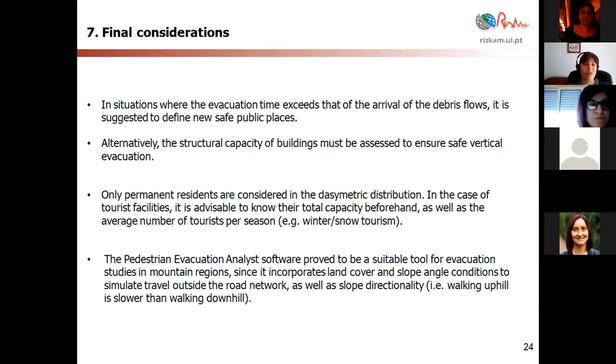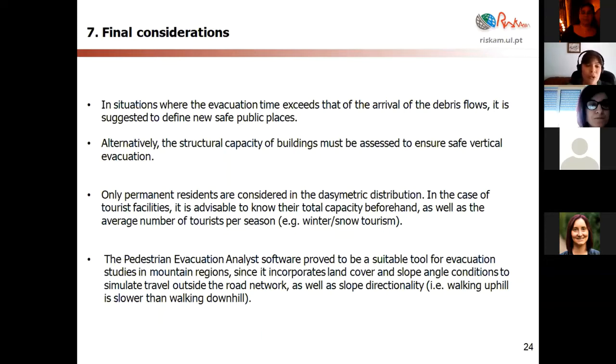This study has a drawback that is related to the fact that only permanent residents are considered in the demographic distribution. So in case of the tourist facilities, it is advisable to know their total capacity beforehand, as well as the average number of tourists per season. For instance, during the winter or the snow tourism season.